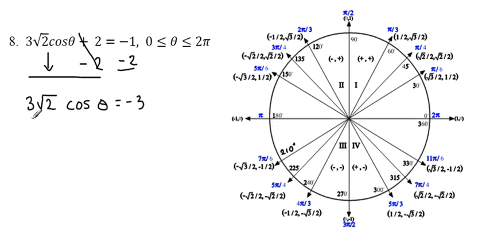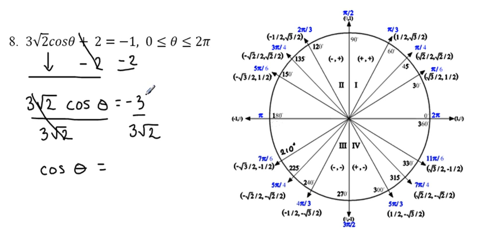Our next step will be to divide both sides of the equation by 3 radical 2. And these 3 radical 2's would divide out to become a 1. We will be left with cosine theta on the left. Now, negative 3 over 3 radical 2, the 3's will divide out to become a 1. So we will be left with negative 1 over radical 2.